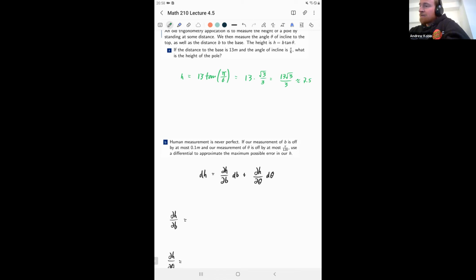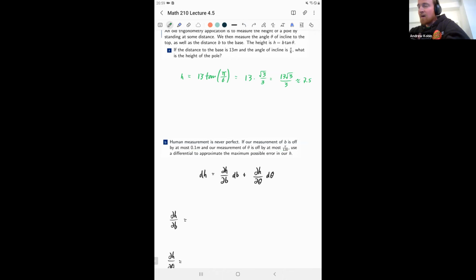If we get an exact reading of 13 meters away from the base and an exact reading of pi over 6 radians of angle, then we'll know that the exact height is this 13 root 3 over 3 number. But in general, measurements are not made with utter perfection. So maybe our reading off the tape measure for how far we stepped away from the base of the pole could be off by a little bit. Let's say it's off by at most a tenth of a meter. And our measurement of theta, which might be more difficult in general, we'd have to use some sort of trigonometry to evaluate. That could be off by, let's say, at most pi over 120 radians. That's not too much of an error for the angle.